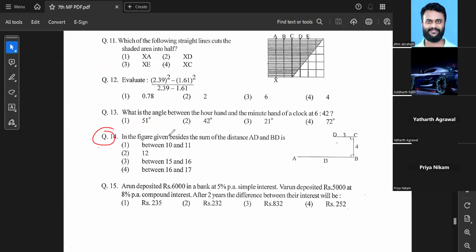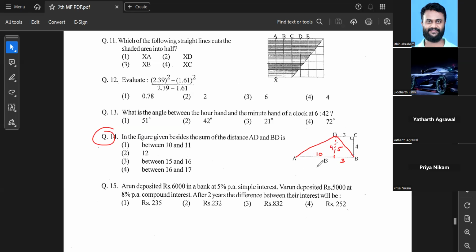Proceeding to the 14th problem, with a figure given. Besides, the sum of the distance AD and BD, what is their addition? BD, I'm very clear, is going to be 5 because it's a Pythagorean triplet, right? Now, if this is 3, then the remaining part is 10 basically. And this is 4. So with 10 and 4, the answer should be somewhere around.